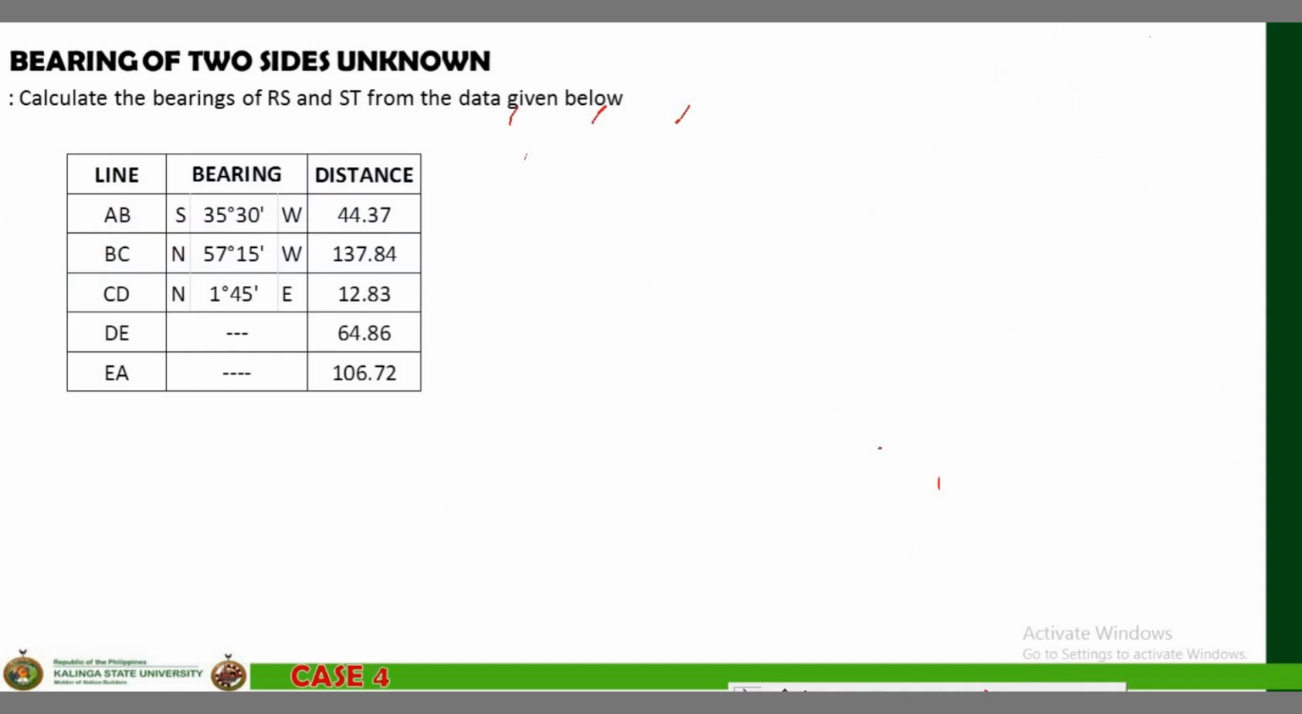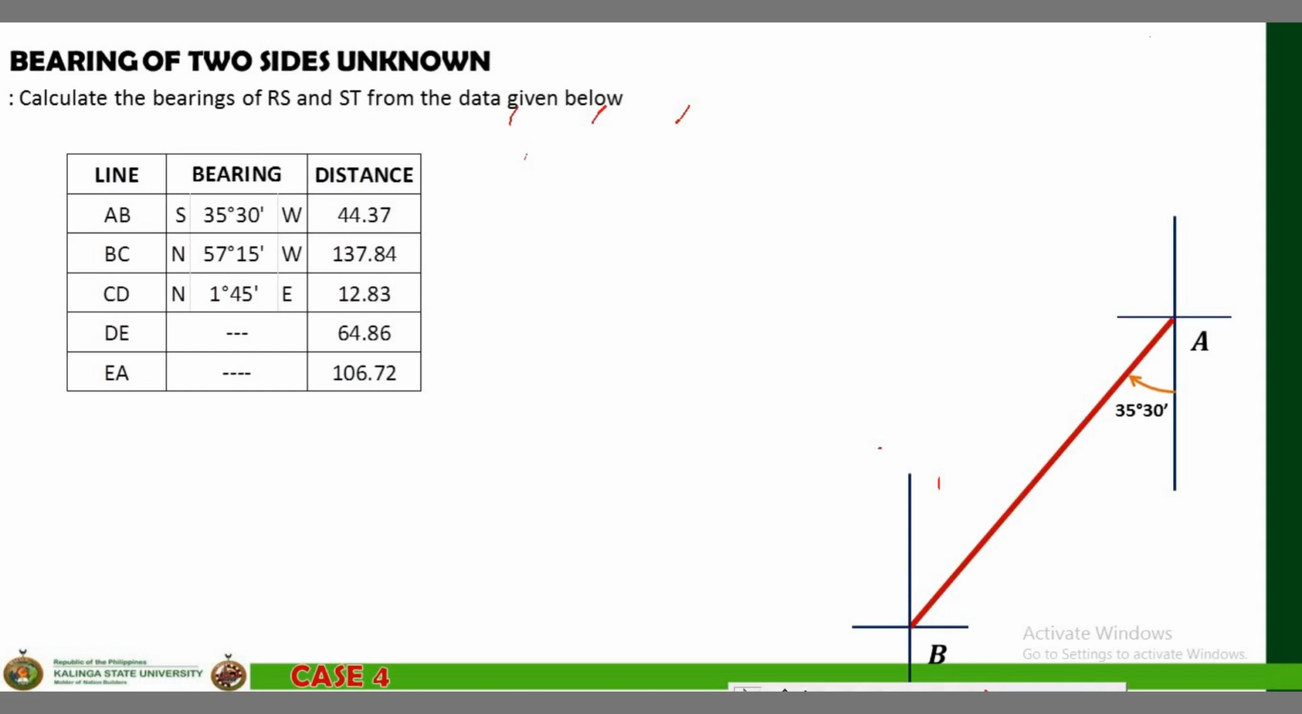So for case 4, bearing of two sides unknown. This means the two lines have no bearing. As you can see in the example, DE and EA have no bearing. So, as usual, I need to sketch this one. That is point A. Then it goes to point B, given the distance and the bearing. From B, it goes to C, given the distance and the bearing.